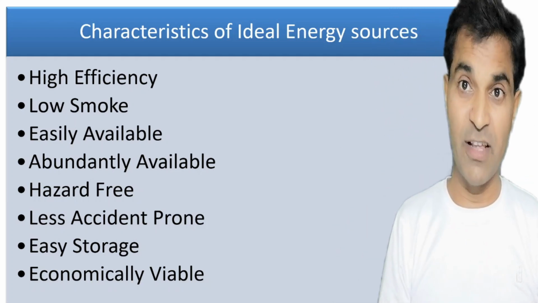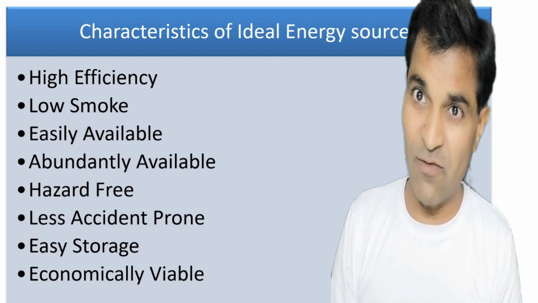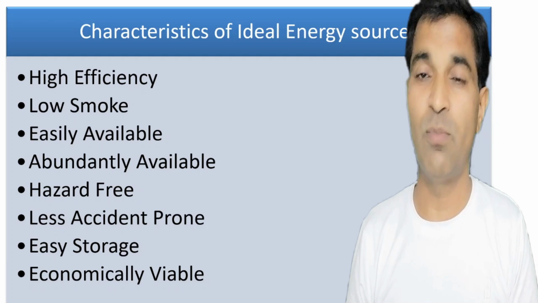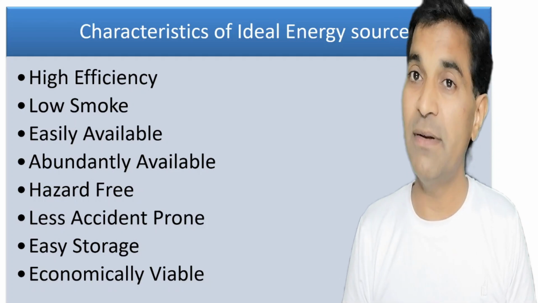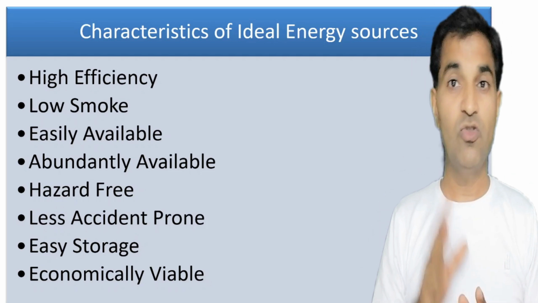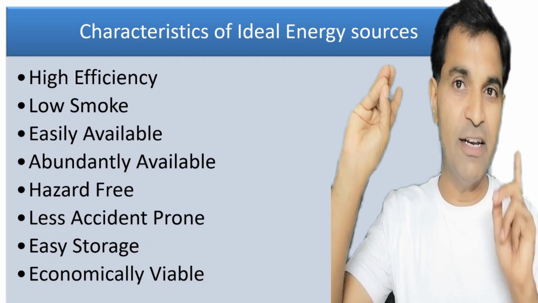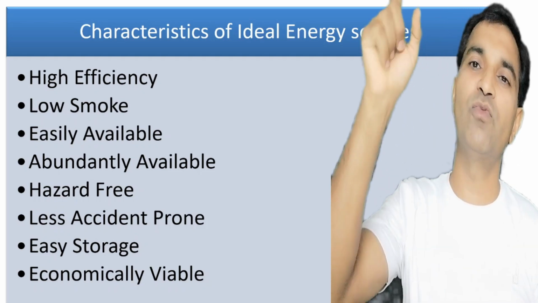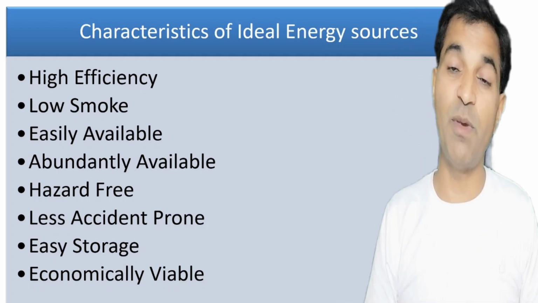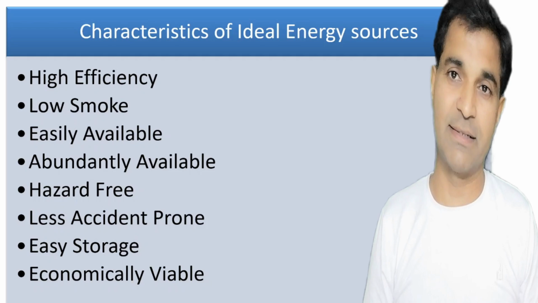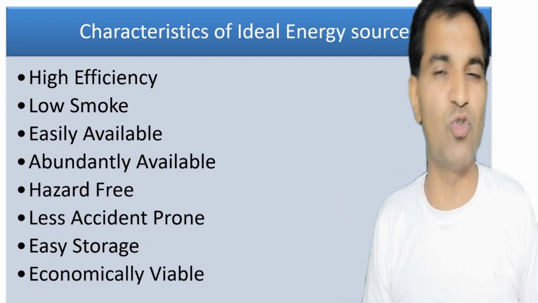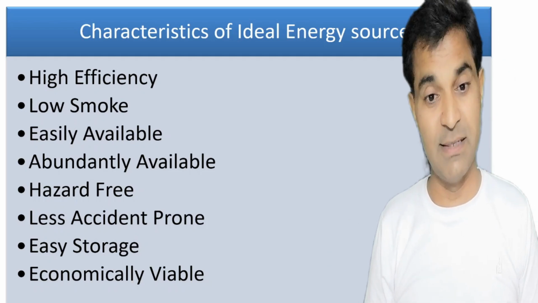It should be hazard free. It should be less accident prone. For example, if you are using uranium-235 as a nuclear source of energy for the fission reaction, there is a possibility of accidents. You should remember Three Mile Island in the USA and Chernobyl in the USSR or Russia, where there were major nuclear accidents and thousands of people died. So ideal energy sources should not pose threats to humankind, animals, plants and trees.